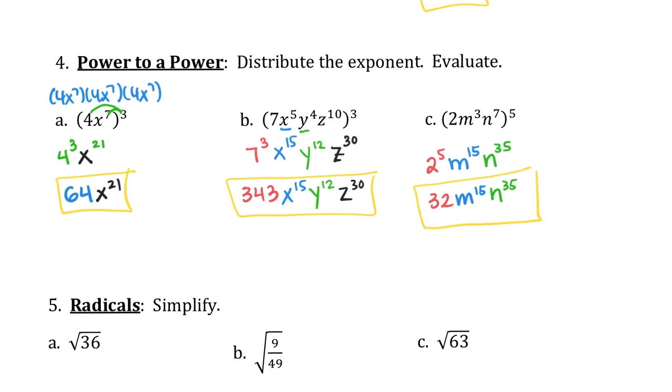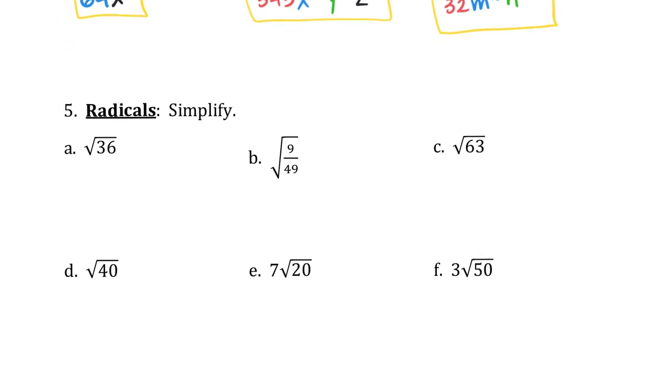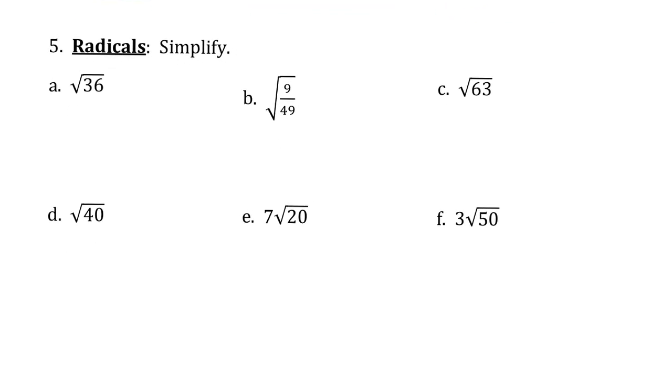Okay, now let's look at radicals. Radicals are square roots, although they could also be other kinds of roots, but we haven't learned the other roots yet. So for A, the square root of 36, what is it? It's 6. Why? Because 6 squared is 36. So the answer is 6. It's a rational number. It comes out nicely.